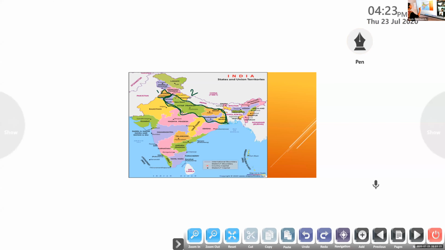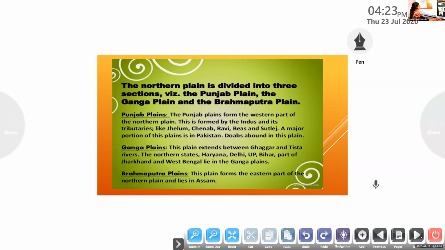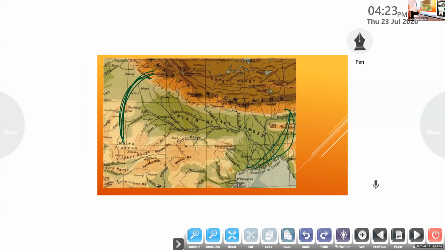It starts from Himalayan mountains and passes through Haryana. So, second plain, Ganga plain, it's between River Ghaggar and Teesta. So this plain extends to the states of Haryana, Delhi, Uttar Pradesh, Bihar, Jharkhand and West Bengal. Very good.